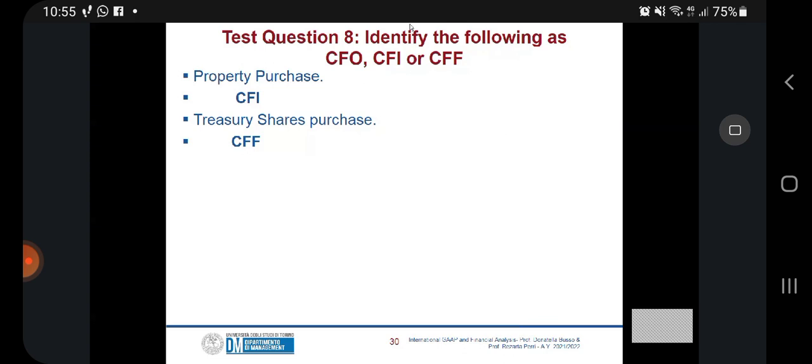Facebook has issued shares in the market. These shares have been purchased by different shareholders. After 2 years, Facebook goes in the market and repurchases its own shares. This is treasury shares. Why does the company do that? They want to increase the price of the share.